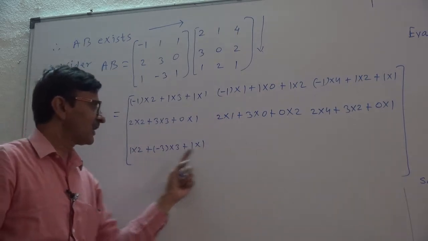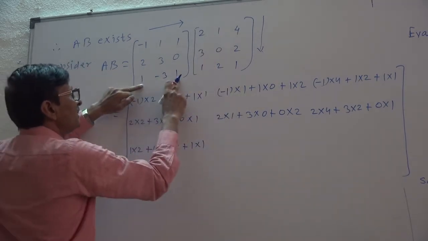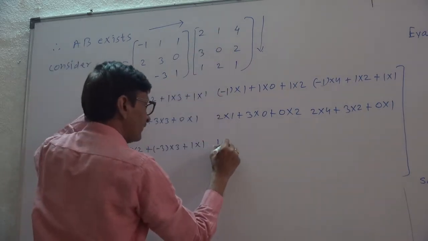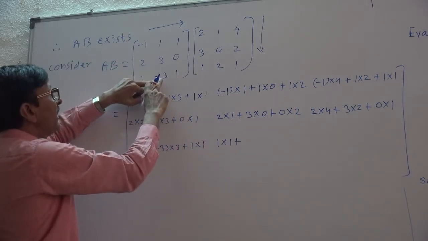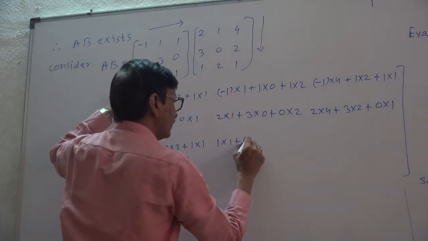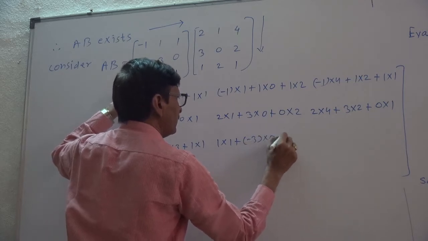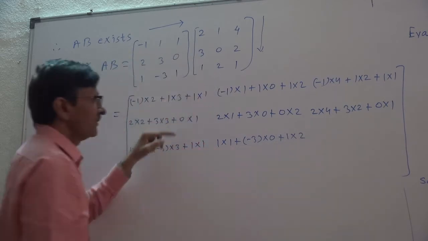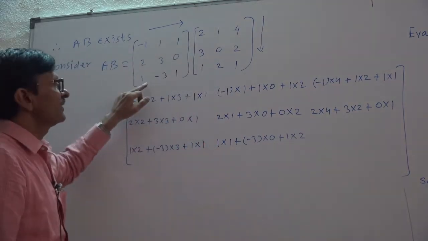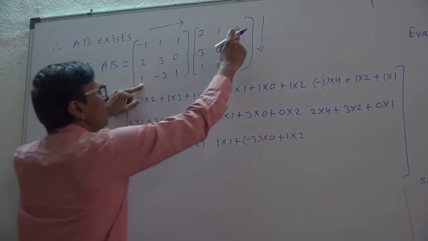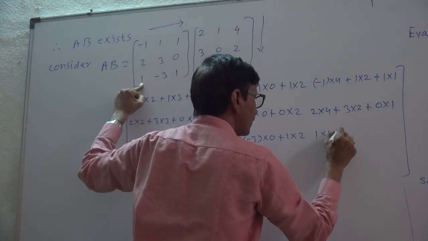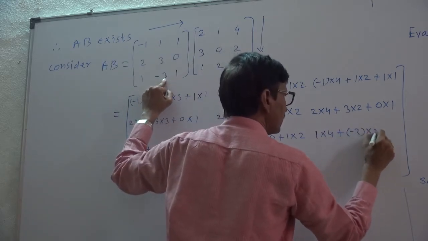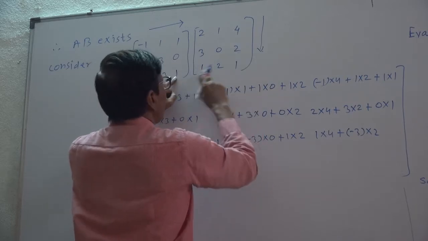Position is third row, second column, row is same, taking the next column: 1 into 1 plus -3 into 0 plus 1 into 2. Now next element is third row, third column: 1 into 4 plus -3 into 2, -3 into 2, 1 into 1.